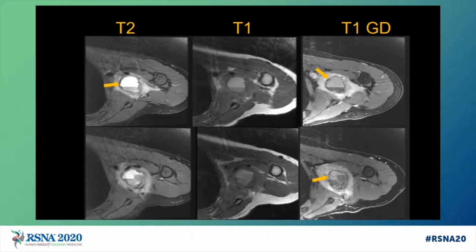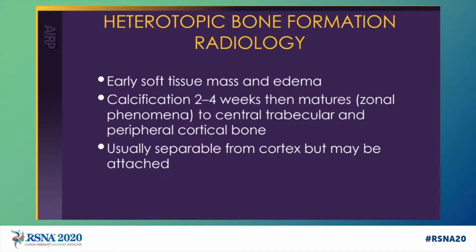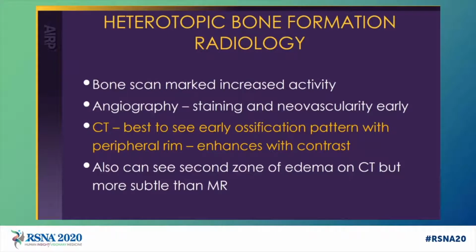That characteristic peripheral rim of calcification representing the zonal phenomena occurs at a variable time frame, depending on how old the patient is. But because most patients are young with this lesion, that calcification should occur within several weeks because they are good bone formers. These lesions are usually separable from the adjacent cortex. CT is the best modality to identify that characteristic peripheral rim of ossification at its earliest. Radiography can also identify the peripheral rim of ossification.